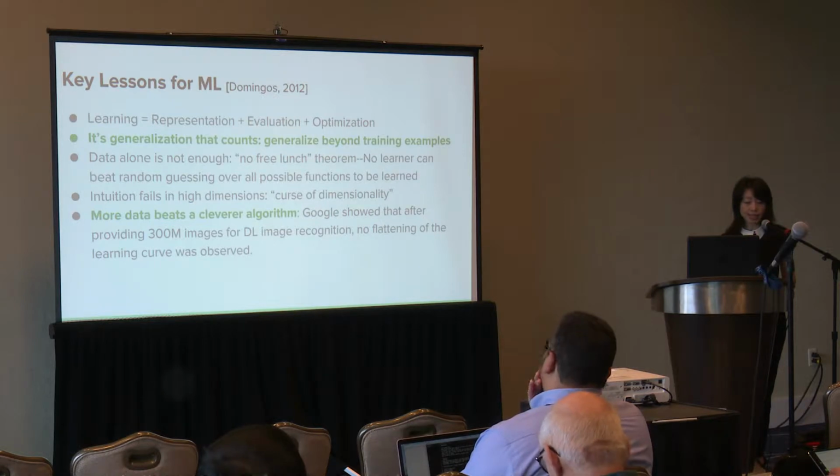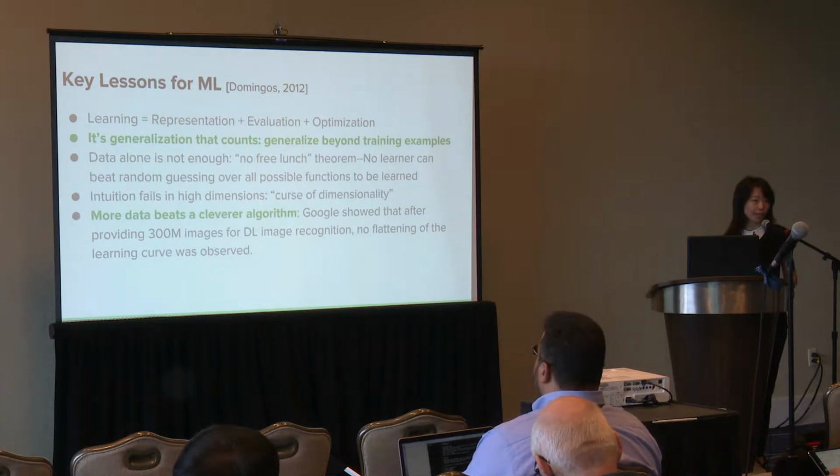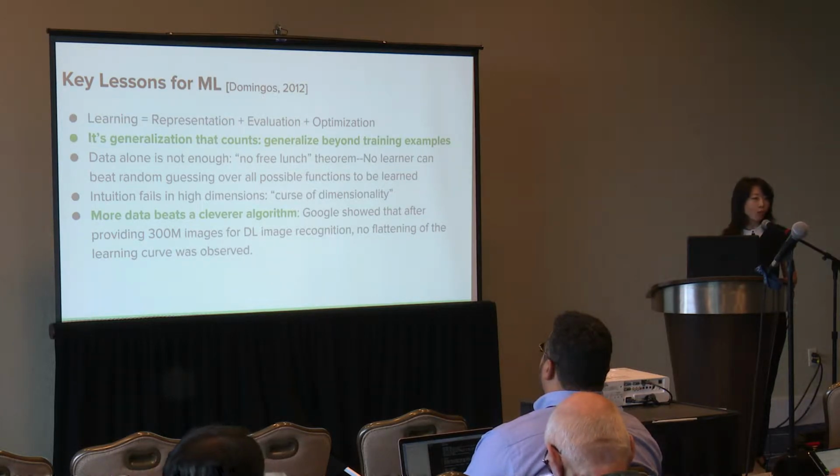And then the second lesson is that it's generalization that counts. Generalize beyond the training examples. It's not to predict for the training examples that we have already seen. It's more of predicting for those examples we didn't see. And so avoiding overfitting is key to success. The third one is data alone is not enough, and that's about the no free lunch theorem. No learner can beat random guessing over all possible functions to be learned. So we have to choose a model with some assumption.